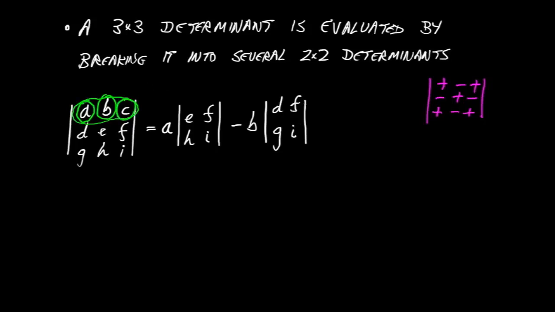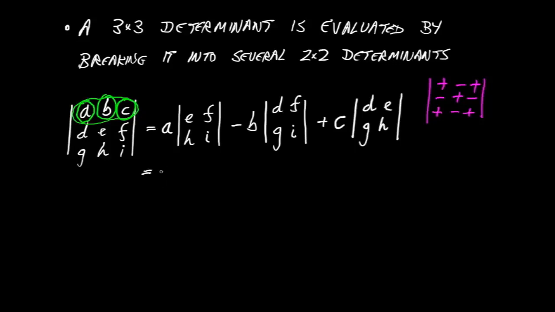Finally, there's C. C appears with a plus sign according to my chart. So I need to put down plus C, and I need to multiply by, well, we delete the row and column with C in it, and we just see the remaining determinant D, E, G, H. So I simply imagine that row and column was not there, and then that's what the determinant becomes.